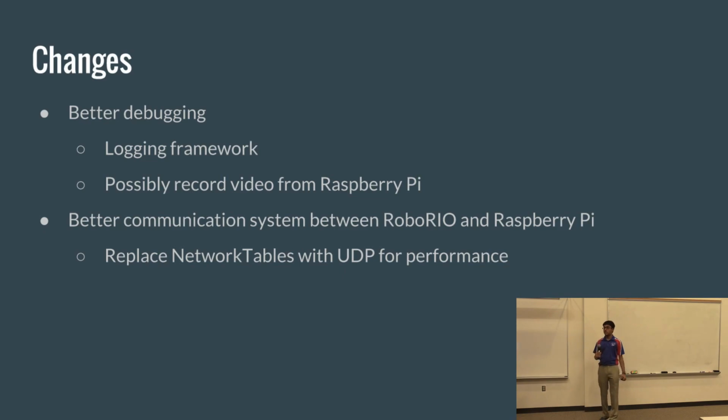Another thing we want to change is we want a better communication system between the RoboRio and the Raspberry Pi. This year we used network tables, but the problem with network tables is that it can only update 10 times per second, but your robot code runs much faster than 10 times per second. I believe it's something like 20 milliseconds or 40 milliseconds for every run. So network tables is too slow usually.